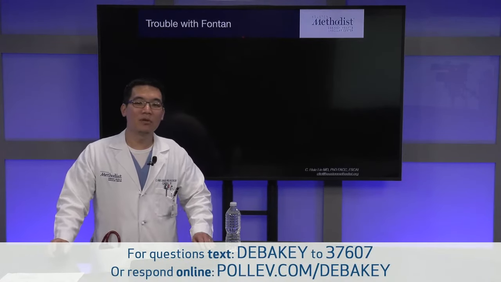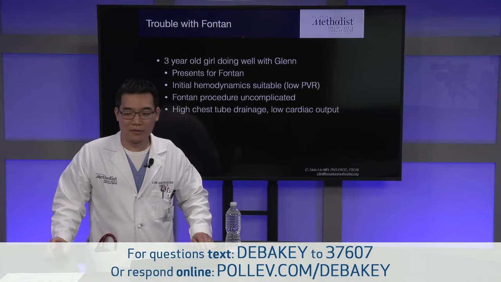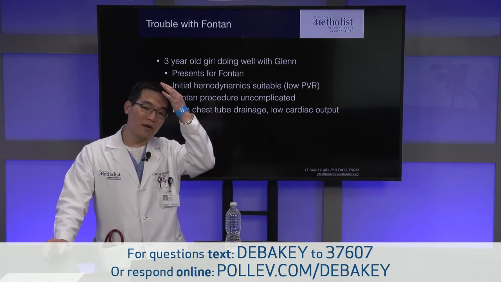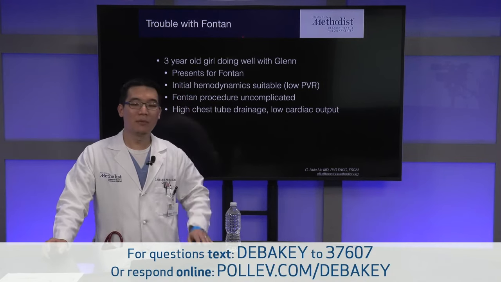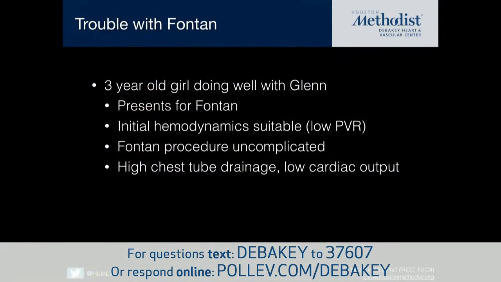So we'll talk really briefly about the trouble that we can have with Fontan in this particular case that I ran across when I was in fellowship training. So this is a 3-year-old who underwent Fontan. She had hemodynamics by catheterization that demonstrated that she was suitable for Fontan procedure, and she underwent the Fontan procedure. However, post-procedure, she had severely high chest tube drainage and low cardiac output.